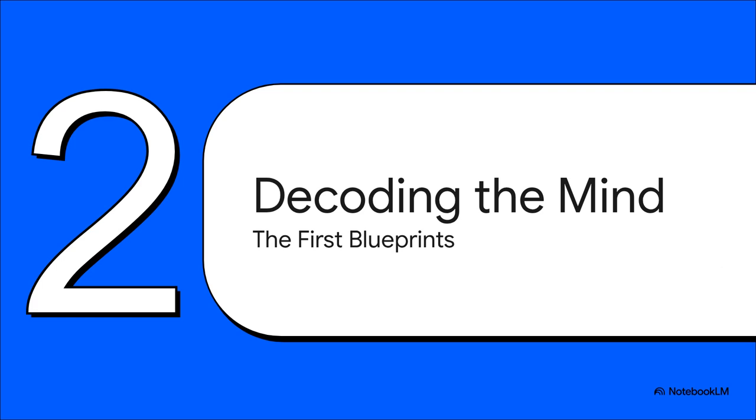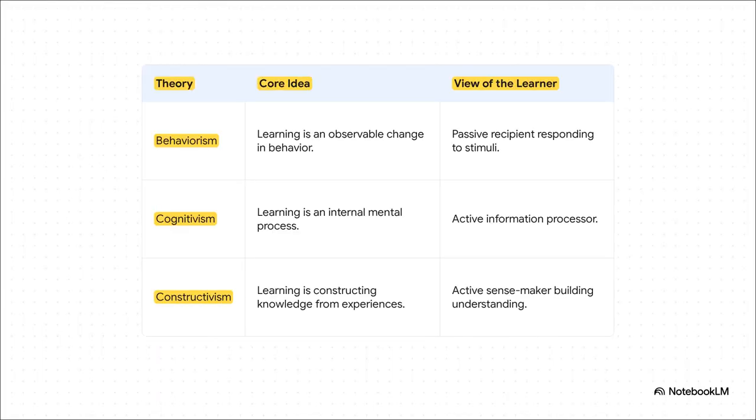All right. Now that we've got our key terms locked down, let's rewind the clock and start our quest. The first big wave in learning design wasn't about computers or apps. It was all about psychology. It was about trying to create the very first blueprints of the human mind itself. And back then, you had these three major camps, and they saw the learner in completely different ways.